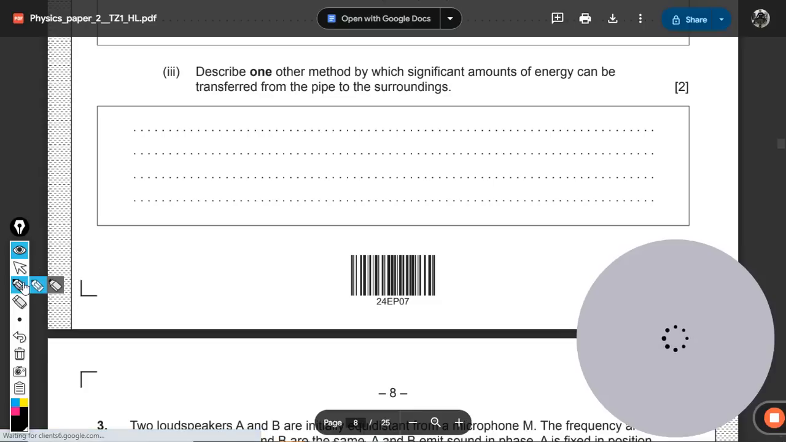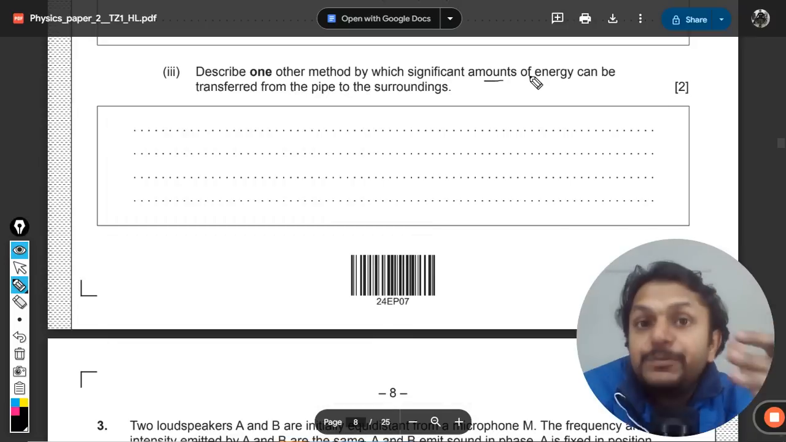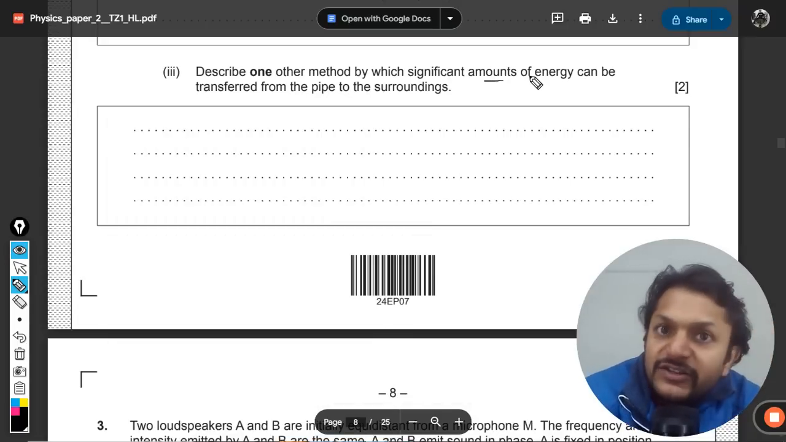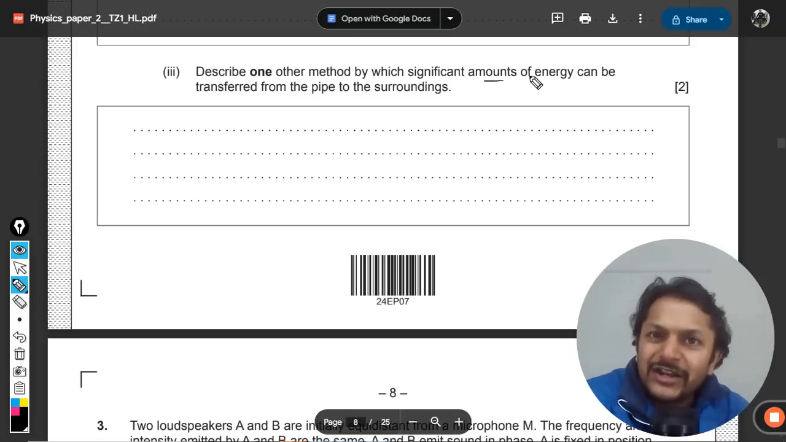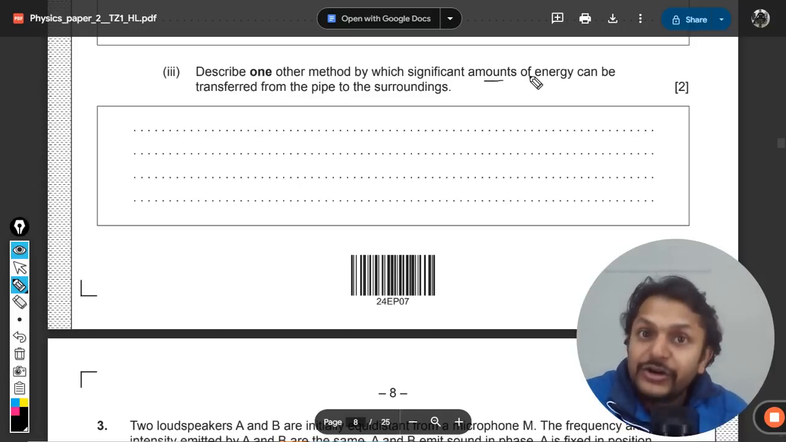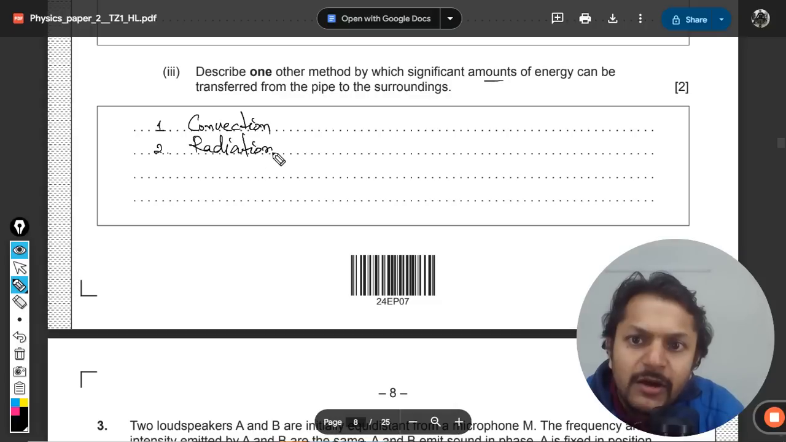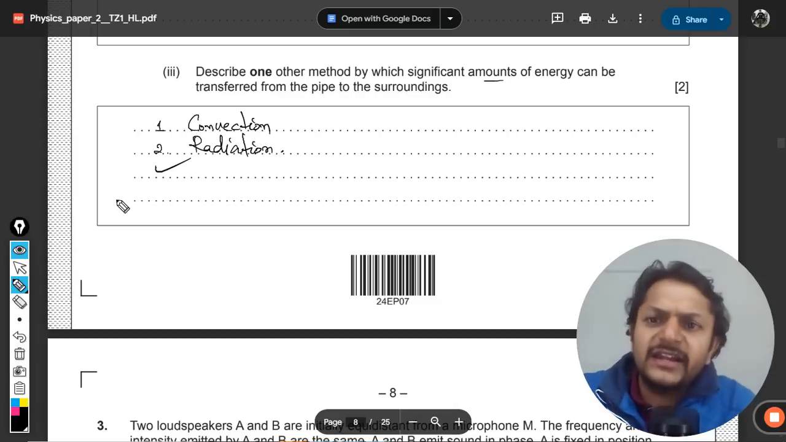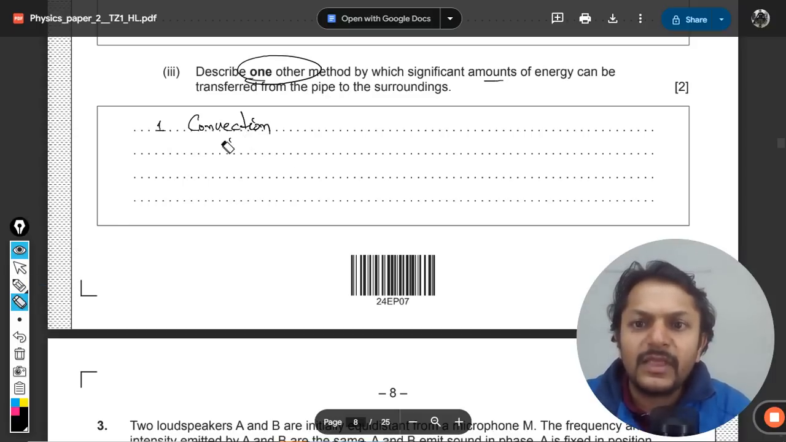Describe one more method by which a significant amount of energy can be transferred from the pipe to the surroundings where there is no insulation. Obviously, there are only two modes of transfer that are remaining. Both of them can occur when the pipe is surrounded with air. The first one will be convection, and the second mode will be radiation. By the way, radiation is already there in the second case we have already done, but for one another method, it will be convection.